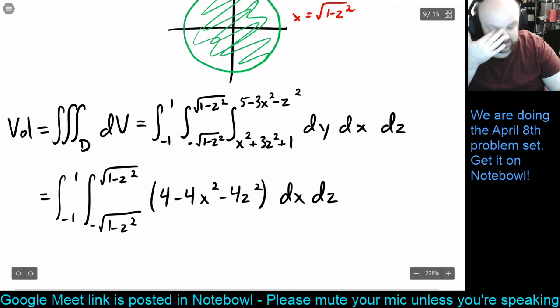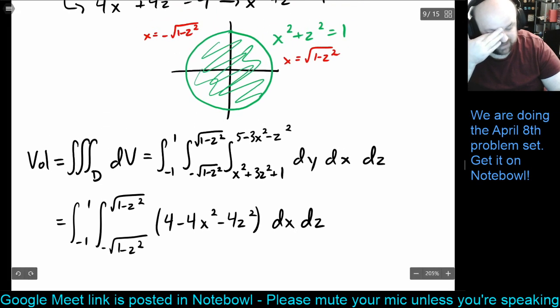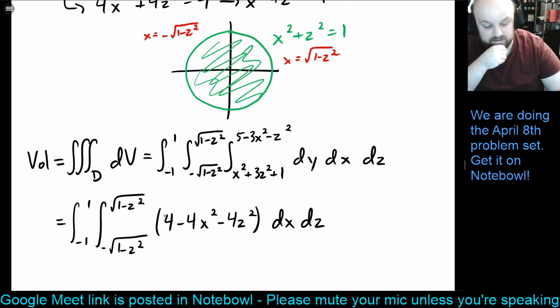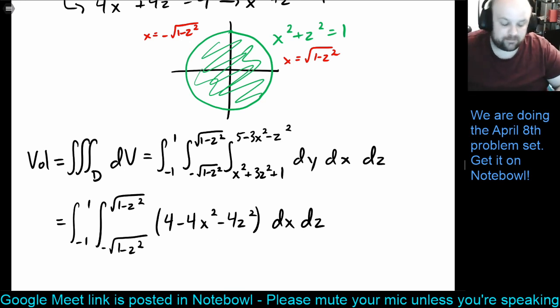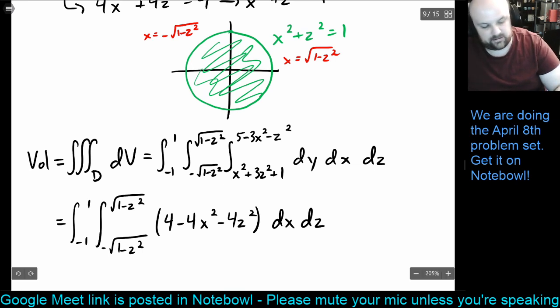Now, if we look at this double integral we have left over, we could try and compute this, and we'll get something we could do. It is possible to do, but it might not be fun. So any suggestions on what we could do to this integral right here to make it nicer to compute?